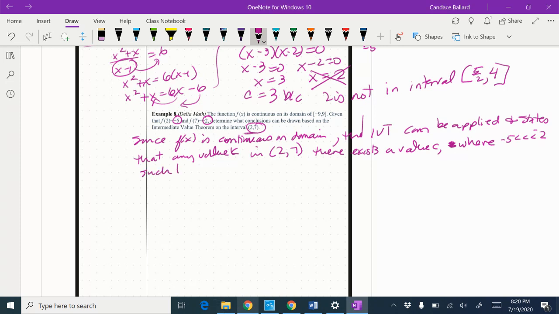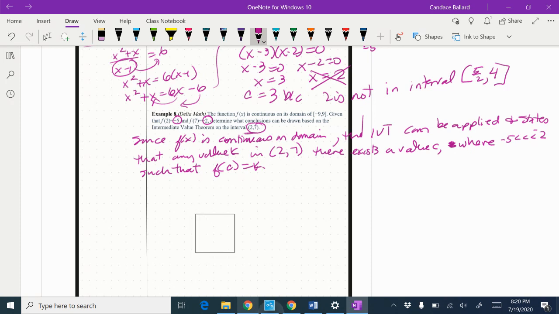Such that f of c equals k. And then they're going to give you some other information. So then they ask, must there exist a value of c in the interval where f of c equals, oh, they're going to give you another question.